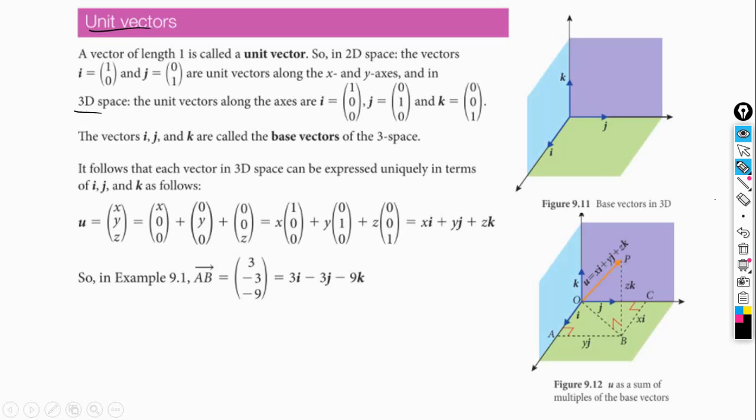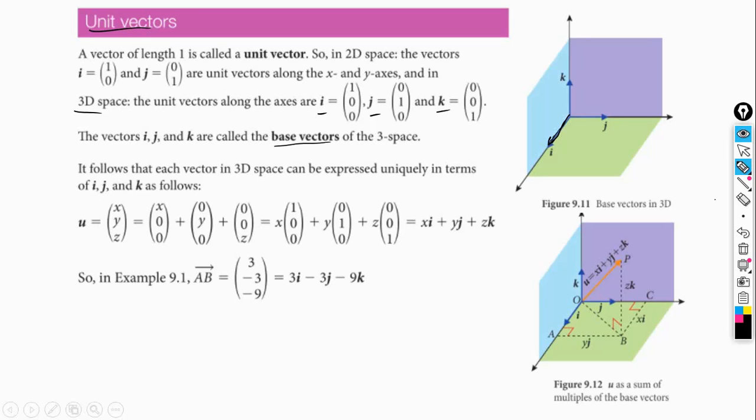In 3D space, you have the same thing with i for x. Notice that it's (1, 0, 0). You can see that vector right here. So it's a vector of 1 unit on the x-axis. And this would be a vector of 1 unit on the y-axis and a vector of 1 unit on the z-axis. These vectors, i, j, and k, are called the base vectors of 3D space.